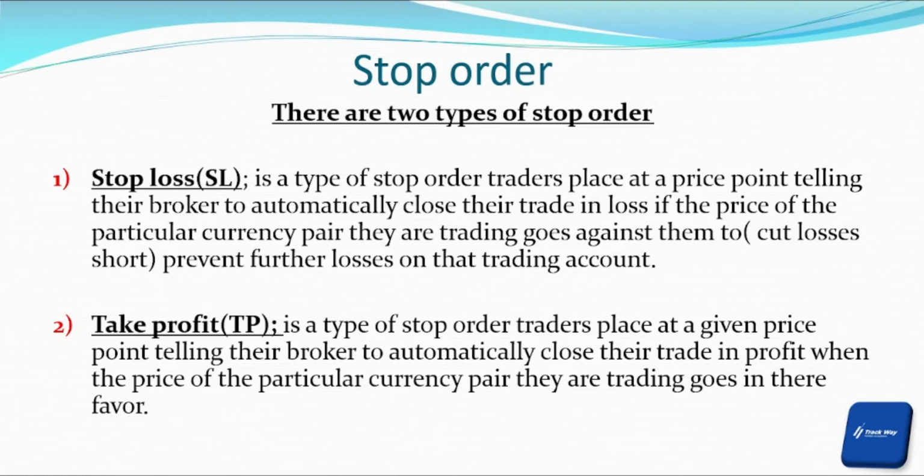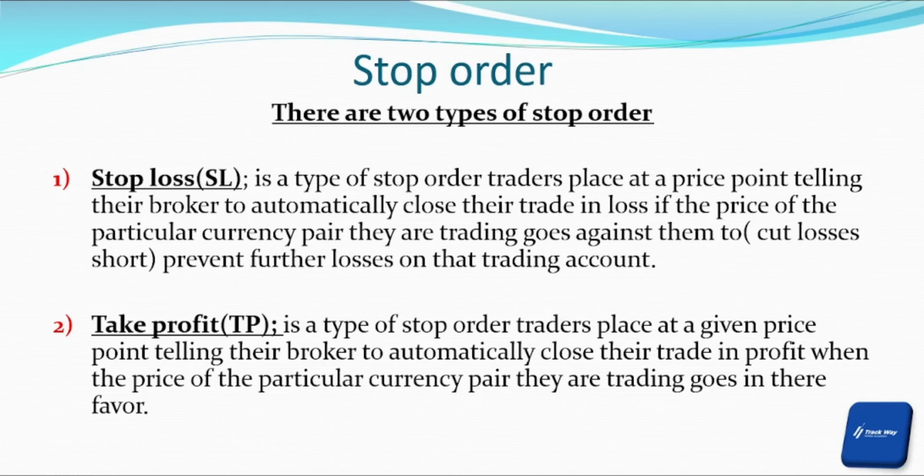Okay, now the TP is an order you place at a given price point, telling your broker to automatically close your trade in profit when price gets to that point. Take profit is an order you place at a given price point, telling your broker to automatically close your trade in profit once price gets to that price point. So that is basically what stop loss and take profit is, and those are the two types of stop orders we have in the financial market.